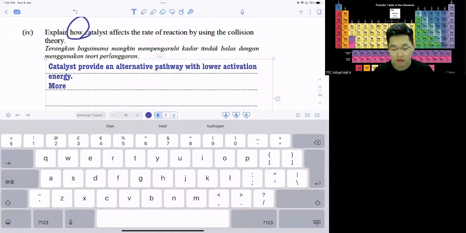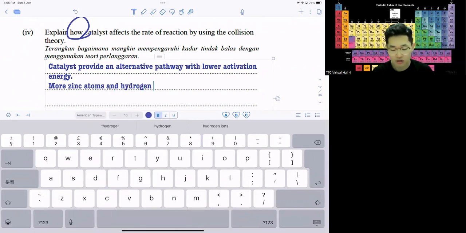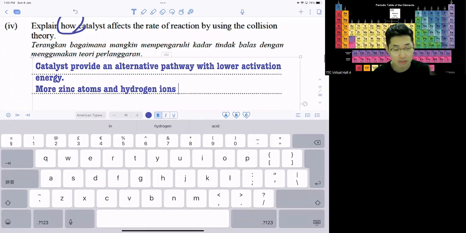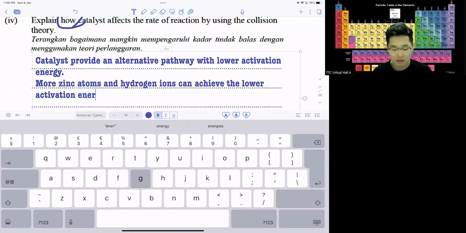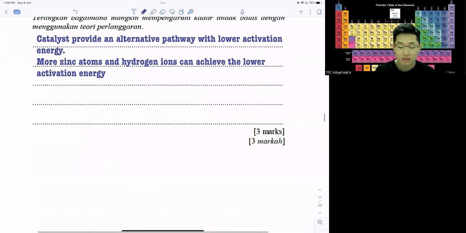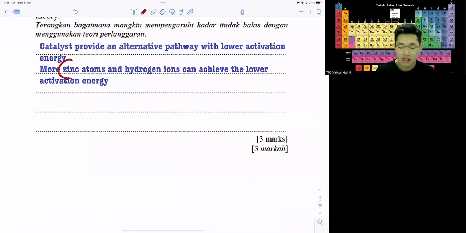Okay, in this experiment, they are using zinc. So I will write zinc atoms and hydrogen ions. We just finished this chapter last month, so I hope you still remember how to do it. More zinc atoms and hydrogen ions can achieve the lower activation energy. This is very important. Without writing this correctly, your answer will be wrong. This is from the ionic equation.